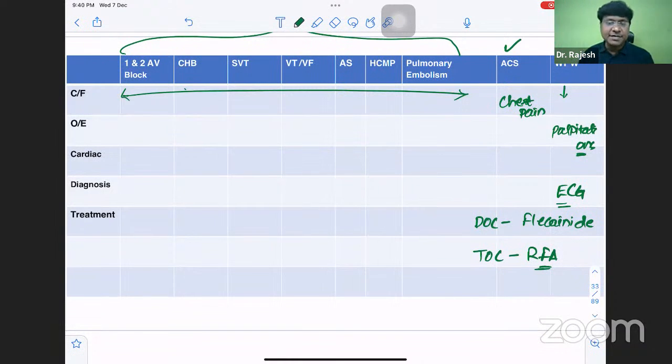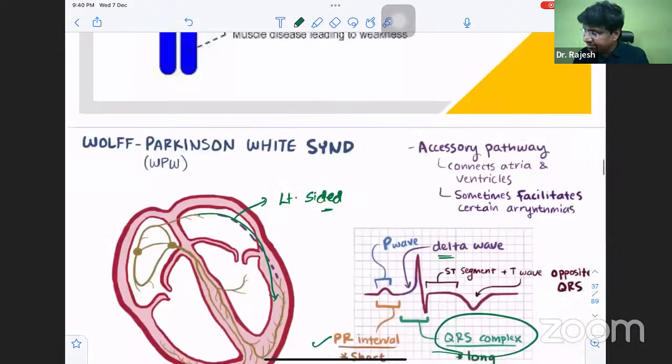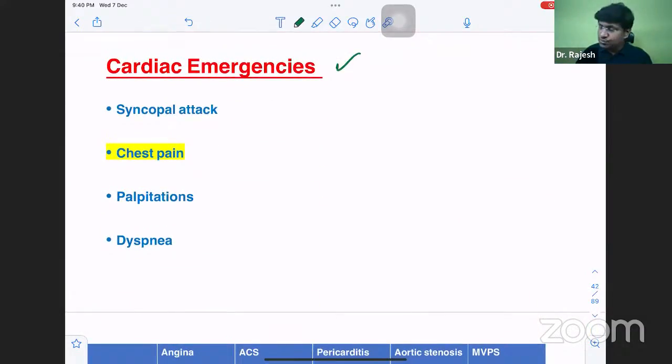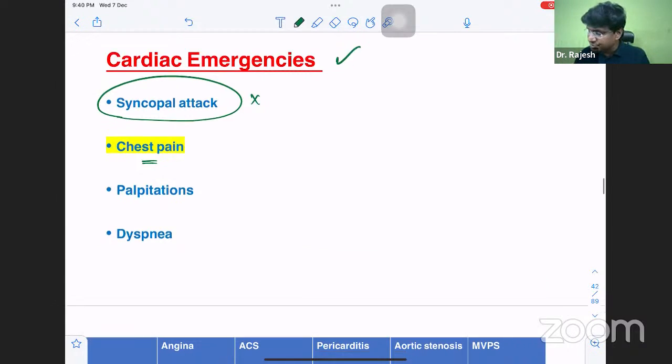So this particular table gives you the etiologies causing a syncopal attack and thereby the individual presenting to the emergency department. So that is one of the cardiac emergencies. So we have finished the syncopal attack. The other symptomatology with which the patient can present to the emergency department is chest pain. Now, what are all the various cardiac causes for chest pain?